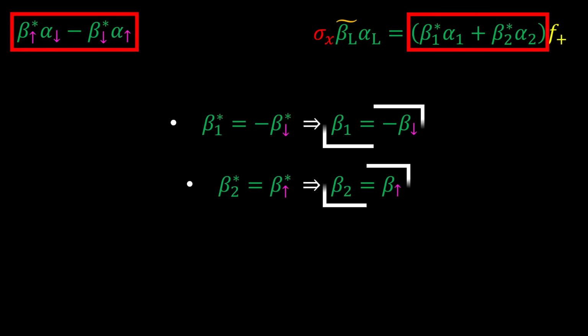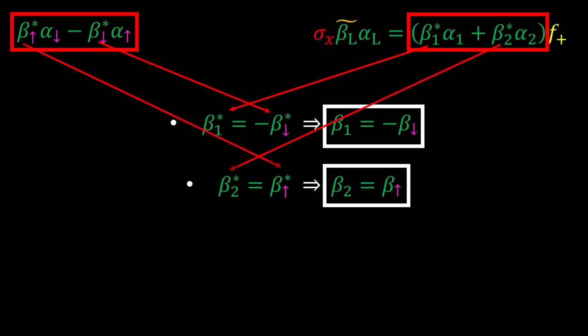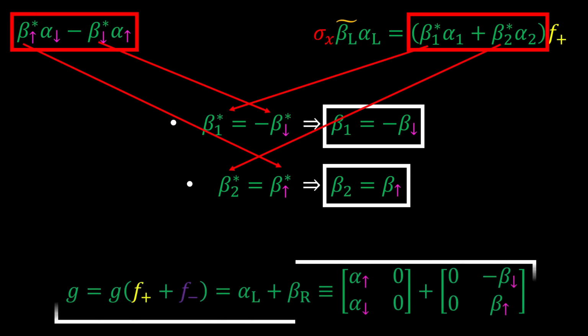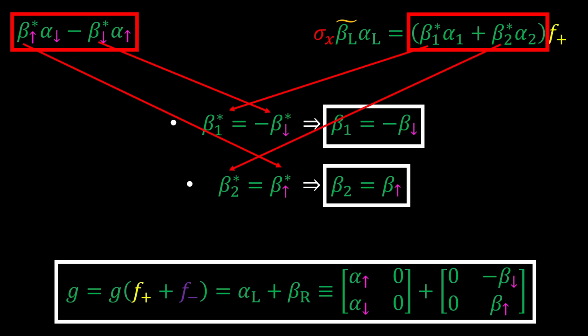Comparing the two, it's easy to see that the first coefficient actually corresponds to negative spin down, and the second coefficient corresponds to spin up. Here are some arrows to show the correspondence a little more clearly. So we can see that any general element of the APS can be viewed as the sum of a left Weyl spinor and a right Weyl spinor. For the left spinor, the top coefficient is spin up and the bottom is spin down. For the right spinor, the top coefficient is negative spin down and the bottom is spin up.